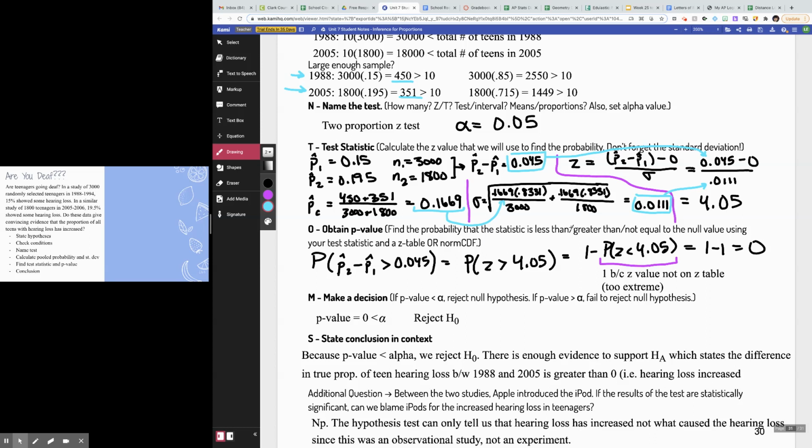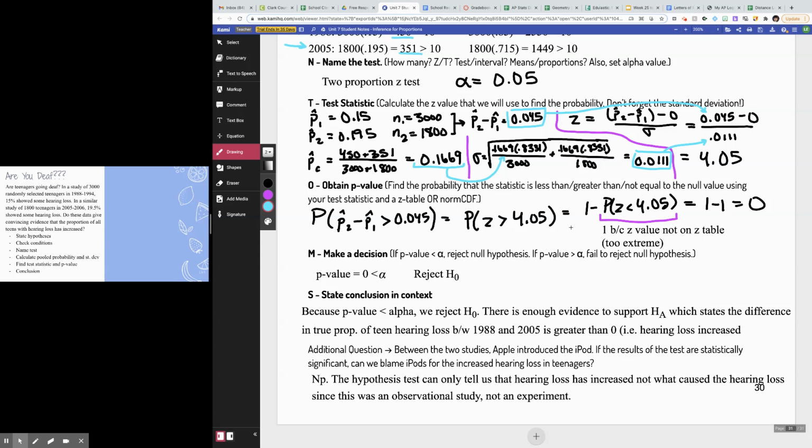I wrote the complement version just for my people that like to use the z table. So remember, a greater than probability for z is the same as 1 minus the less than probability for that same number, okay? And you'll notice that that value, 4.05, is not even on the z table, because it's too large, it's too extreme. So if that's the case, then we would just say that the less than probability is essentially 1, because that z value is too extreme to be on the z table. So my p-value here is 0, right? Since my p-value is 0, that's less than any alpha value I could set. So I'm going to reject my null.